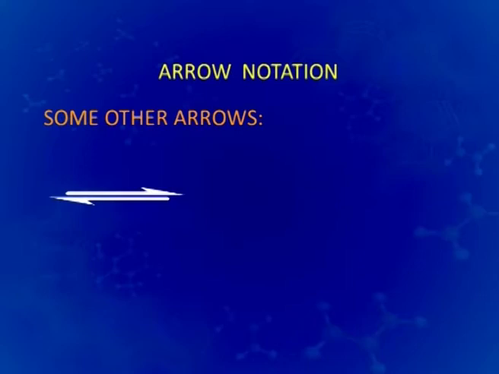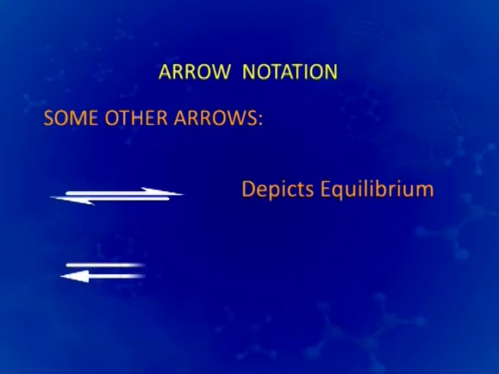Now, the half-headed arrow on both sides depicts equilibrium, that is, the reactants and the products remain in equal amounts in this case. Whereas two arrows in opposite directions with double head denote a reversible reaction. The reaction is proceeding in both directions, in the forward as well as in the backward direction.